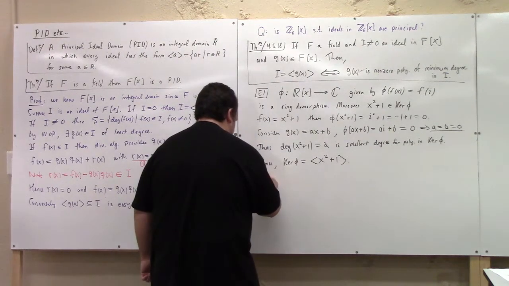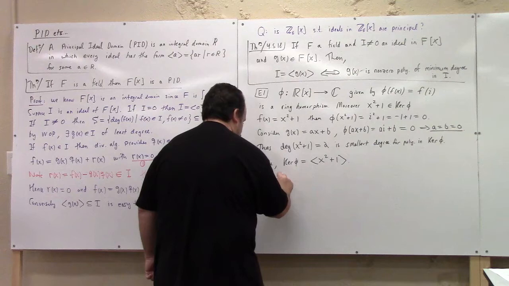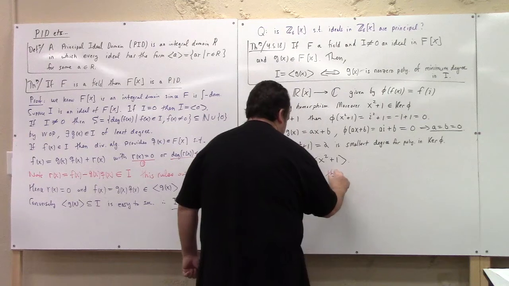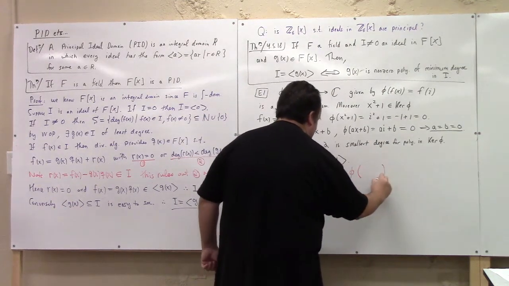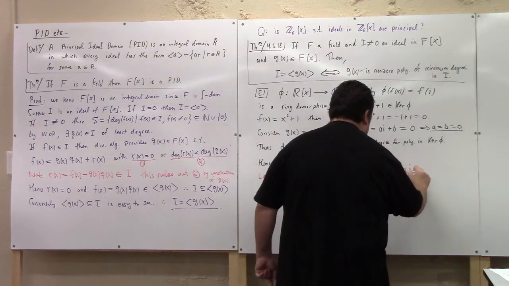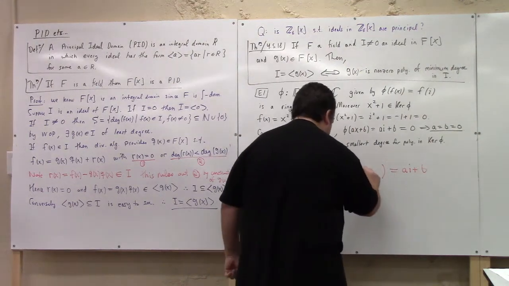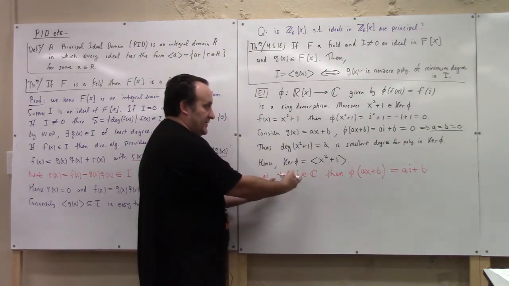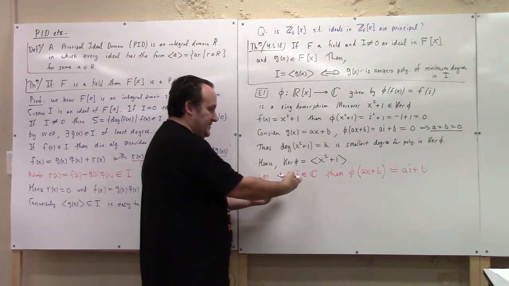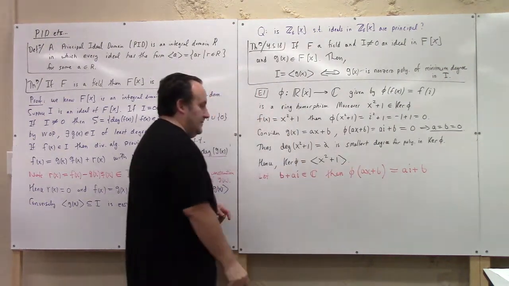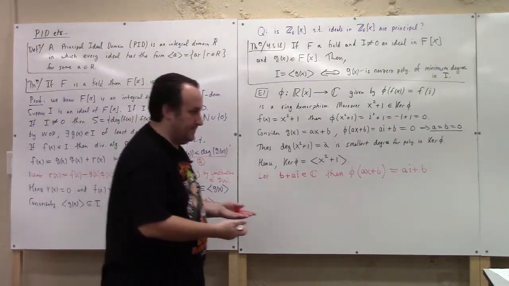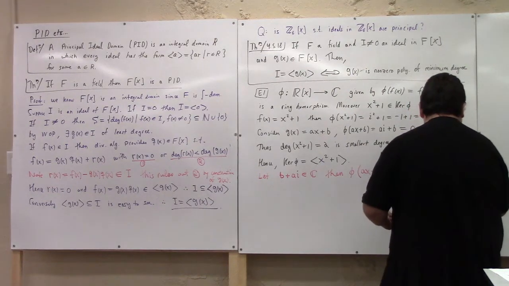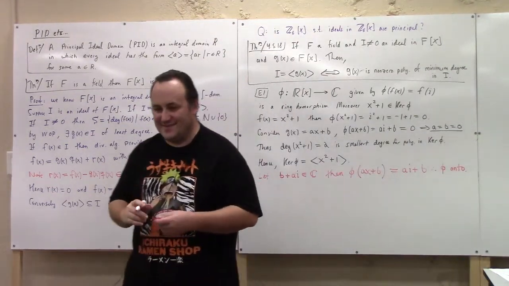So, let B plus AI be an element of C. Then phi of AX plus B is equal to AI plus B, right? So this shows that an arbitrary element in the codomain is mapped to by something in the domain. Therefore, phi is onto, which is to say it's surjective. But I prefer to write onto on the board, because surjective's got more letters.